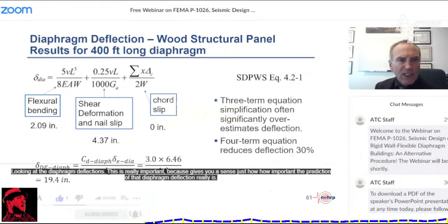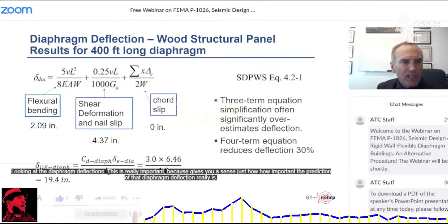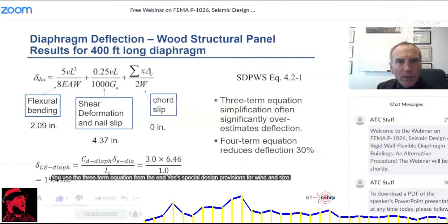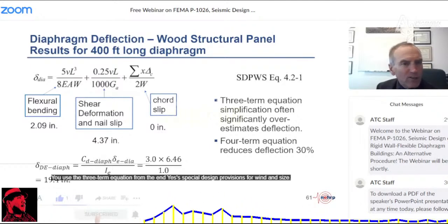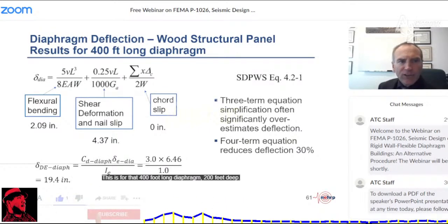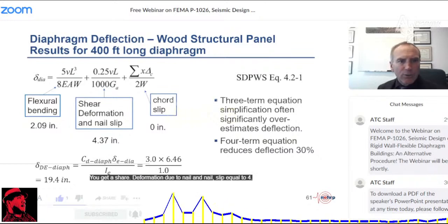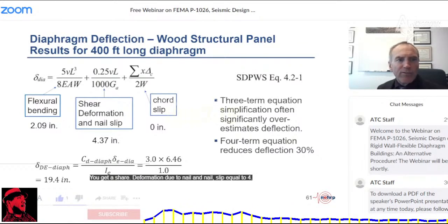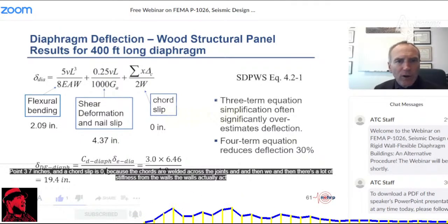Looking at the diaphragm deflections, this is really important because it gives you a sense of just how important the prediction of that diaphragm deflection really is. If you use the three-term equation from the NDS's special design provisions for wind and seismic, you get a flexural bending term of 2.09. This is for that 400-foot-long diaphragm, 200 feet deep. You get a shear deformation due to nail slip equal to 4.37 inches, and a chord slip of 0 because the chords are welded across the joints.